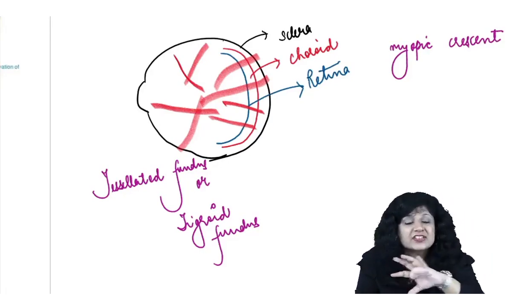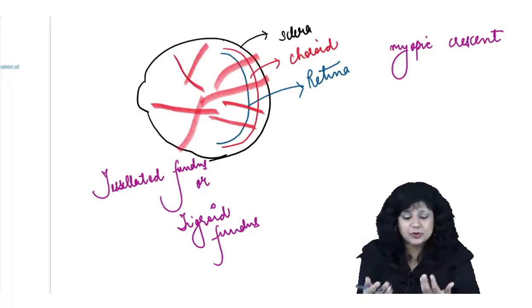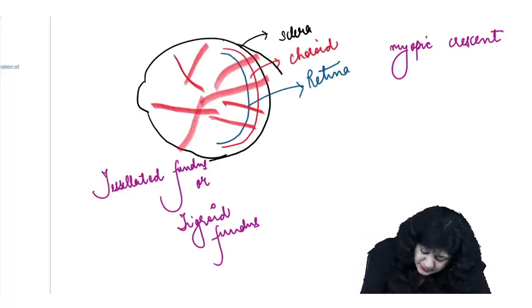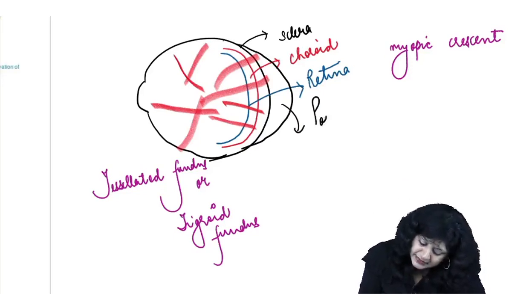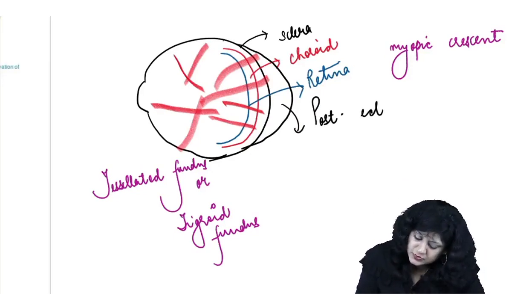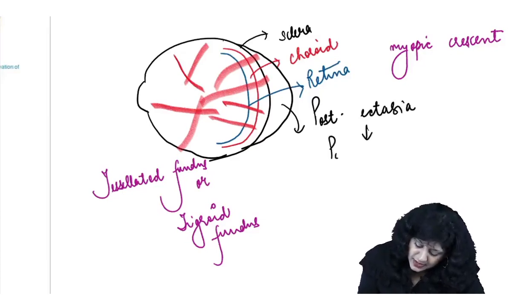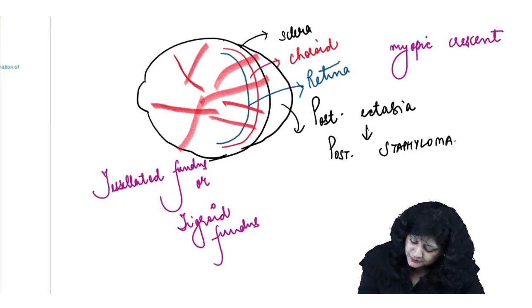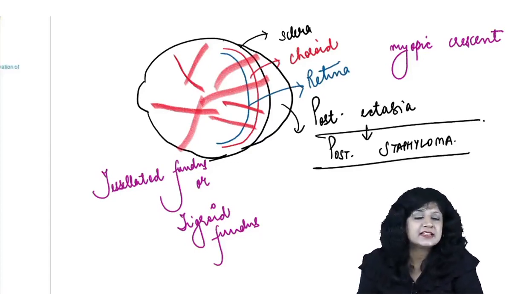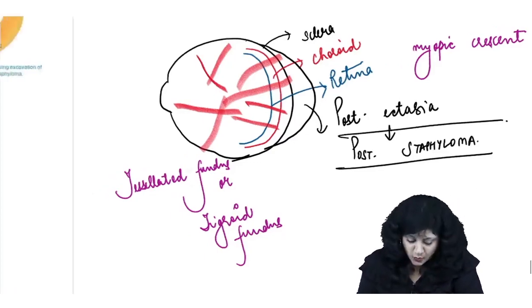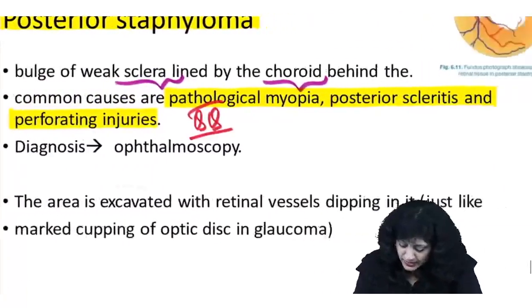And then what do you get? You get the stretching of the sclera. It bulges out because of the overstretching, so it is becoming something like this. This posterior ectasia of the sclera is called the posterior staphyloma. So that is the reason why we get the posterior staphyloma in pathological myopia.